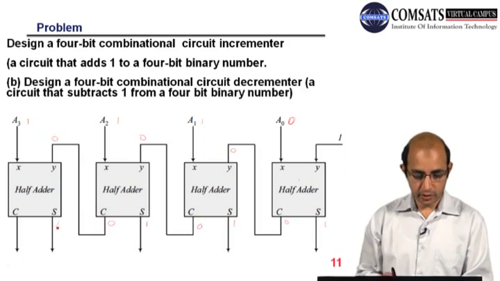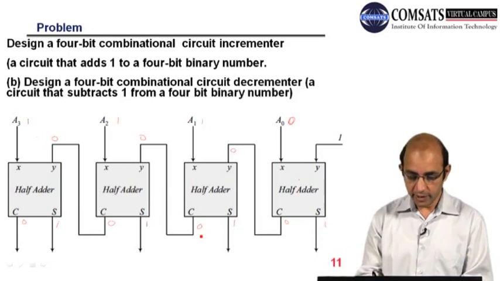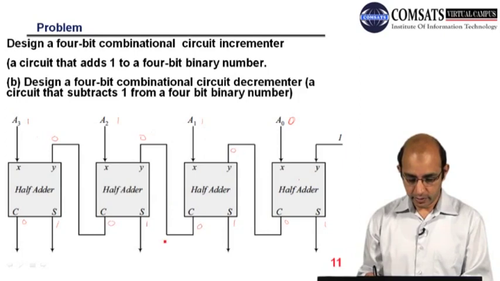So sum 1 carry 0, right? So what will we have? We have 1 1 1 1, right? That should be the answer, because we have to increment. So here if I talk about the addition, 1 1 1 0, and I have to add 1, so what will be the answer? 1 1 1 1, and you can see we have the same answer, right?